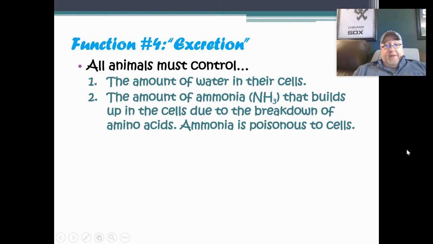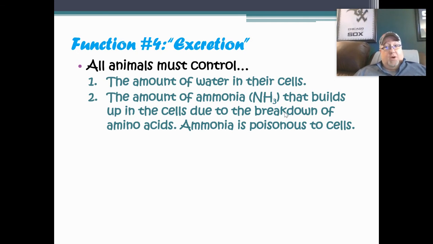Another thing that we have to get rid of in our cells is something called ammonia. Ammonia is a product from the breakdown of proteins. When our cells break down proteins or amino acids, we produce ammonia, and that ammonia is actually poisonous.